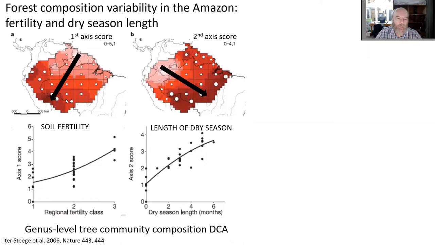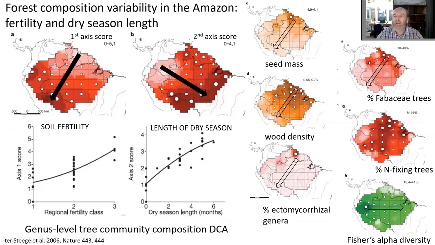in the Amazon, and then the second axis with the length of dry season. So these are the main factors, and interestingly, there are a lot of ecologically important gradients in species traits, which goes with these changes in species composition. So there is a trend of decreasing seed mass, wood density. There is also decline in ectomycorrhizal mutualism. There is decline in the percentage of Fabaceae trees, which again is related to some degree with nitrogen fixing trees, but not enough to actually generate a gradient in these. And then with the other second axis, there is a clear gradient in alpha diversity in the communities.